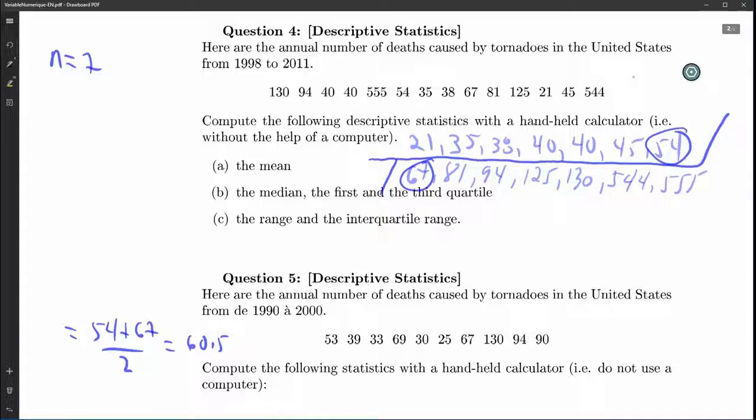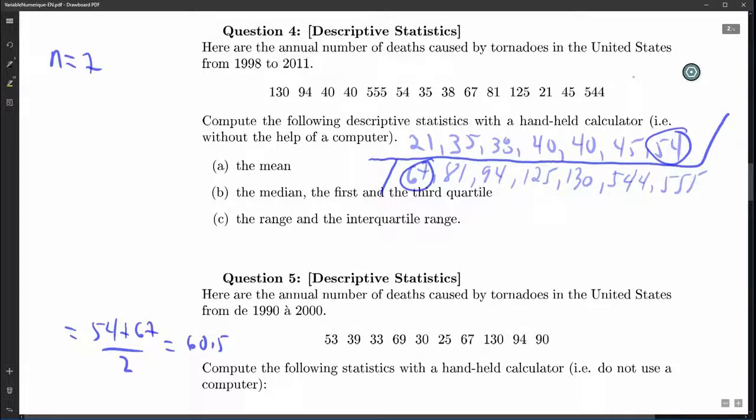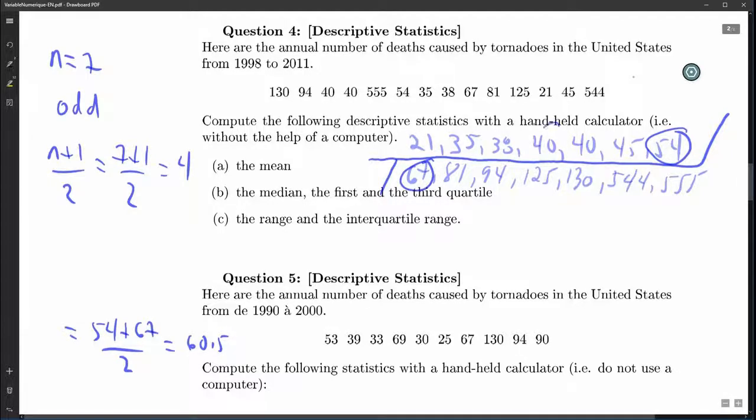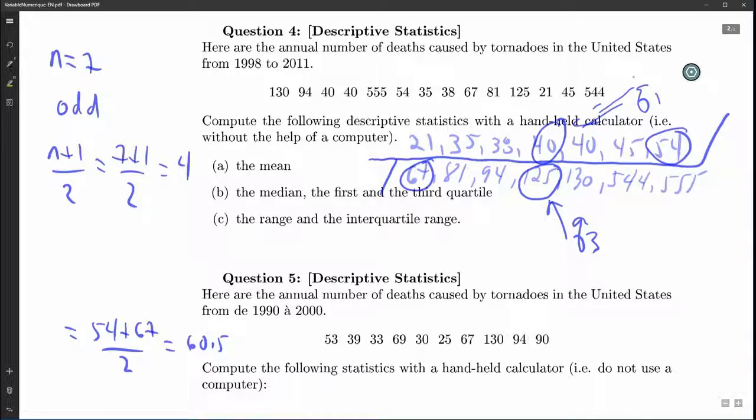Now n is odd in this case, so we add 1 to n and then divide by 2. In this case, it's 7 plus 1, which is 8, divided by 2, which is 4. So 4 will be the position of the median in that group. The fourth value for the lower group is 40, and this is the first quartile for the entire set. The fourth value in the upper group is our third quartile. So the first quartile is 40, and the third quartile is 125.